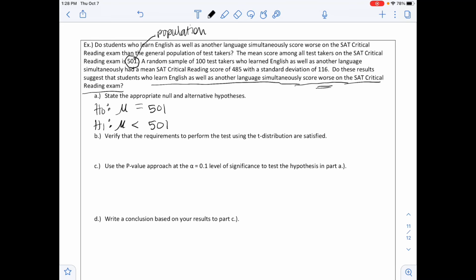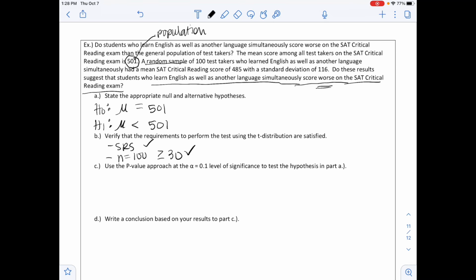Part B says to verify that the requirements to perform the test using the t-distribution are satisfied. And yes, we have a simple random sample, as stated. And we also have a sample of 100 students, and that is greater than or equal to 30. So both of those requirements are met, therefore we can perform our test.